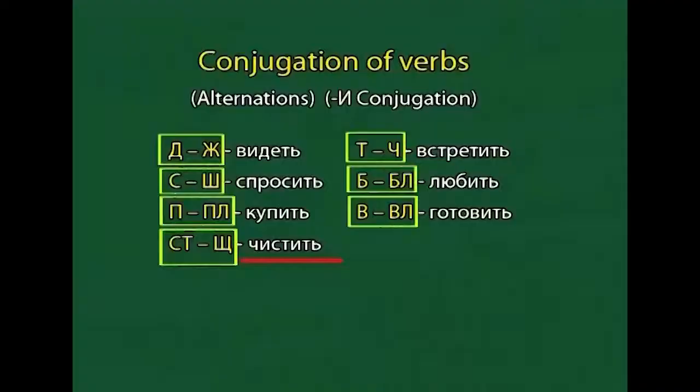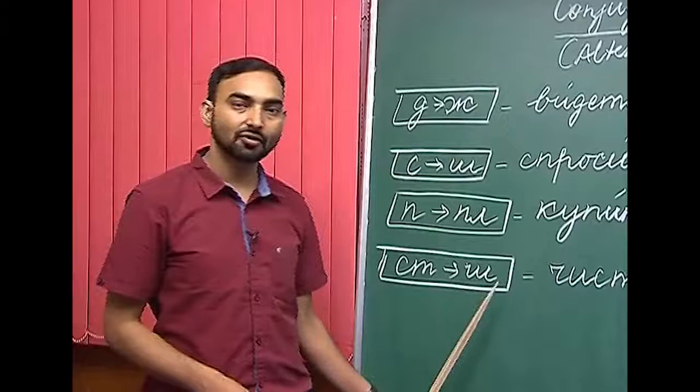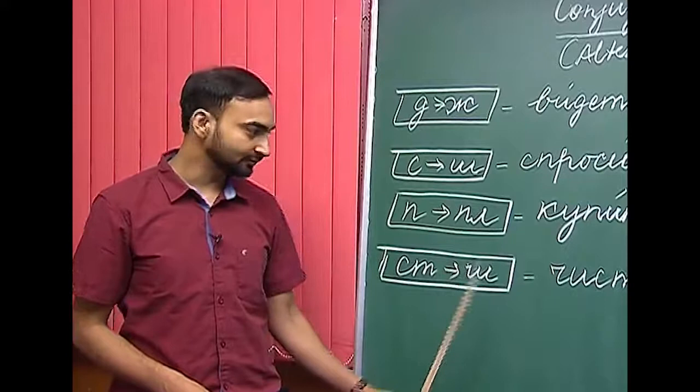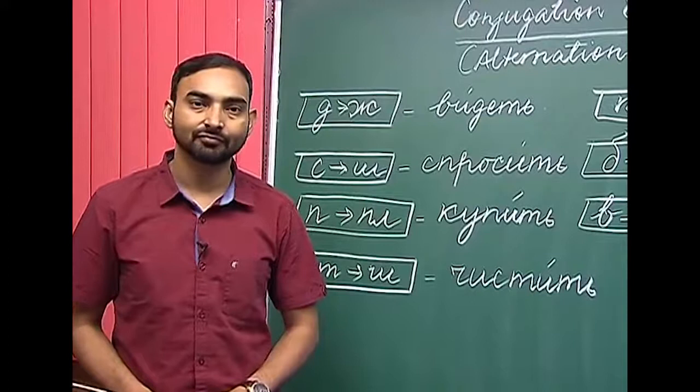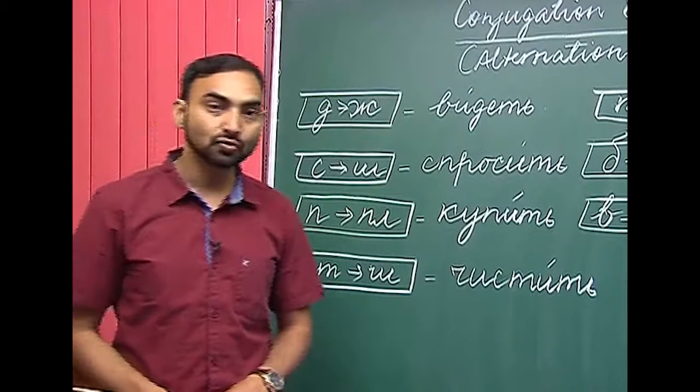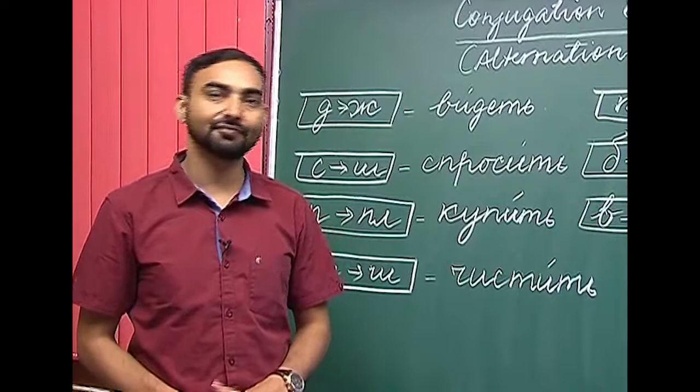The next is when the combination sa and ta changes to the consonant sh. So here two consonants are changing into one. For example, the verb chischit. Chischit is to clean. So how do we conjugate chischit? Ya chishu, ti chischish, onana chischit, mi chischim, vi chischiche, ani chischat.